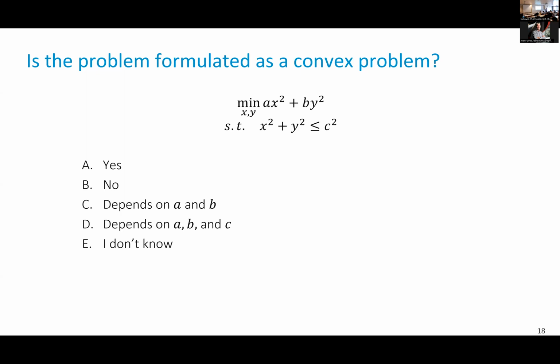I close in a second. Majority says C. Majority is always right today. It's wonderful.